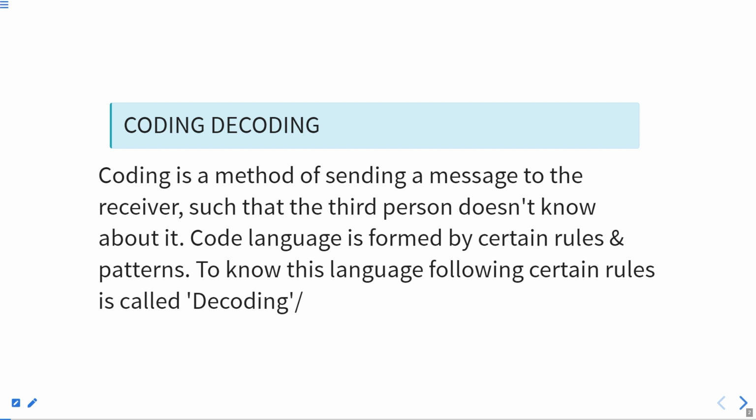Coding is a method of sending a message to the receiver such that a third person does not receive or understand anything. These messages are coded in the form of symbols or in a certain manner so that the third person is not able to understand. For that we use certain language, certain rules. They are called decoding. Here I'll cover each and every type of coding that we are going to get during the exam.